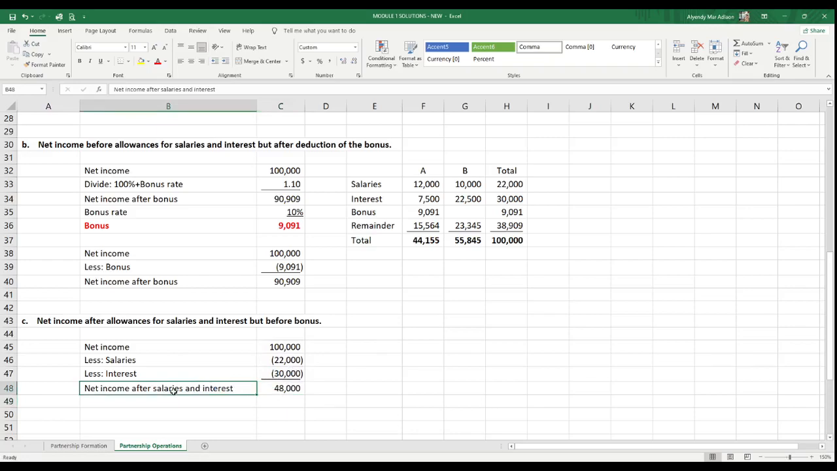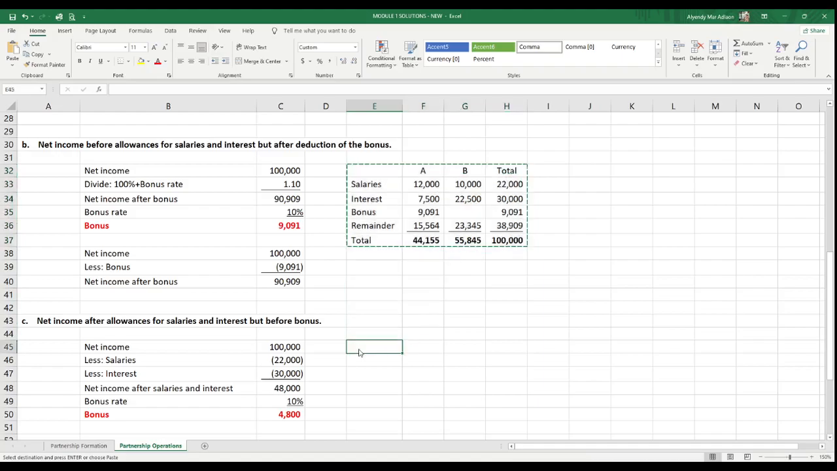So, we have already computed the net income after salaries and interest, so we can now compute for the bonus. Take note, we do not deduct the bonus or divide it by 1.10 because this is before bonus. We only do this if that is after bonus. So, we simply multiply it by the bonus rate. So, 48,000 times 10%, so you get the bonus of 4,800.